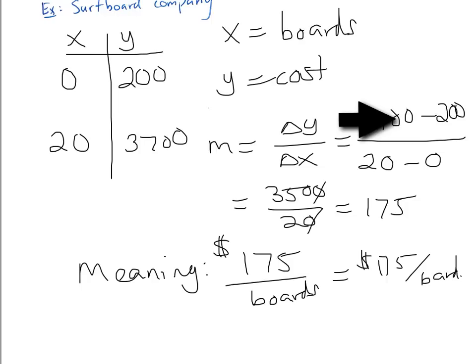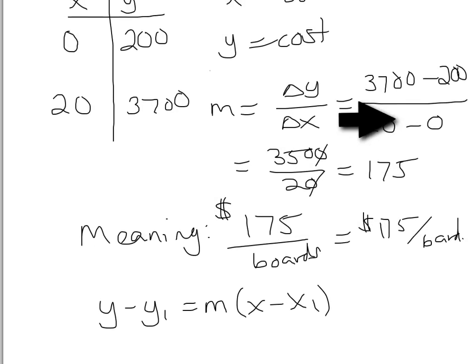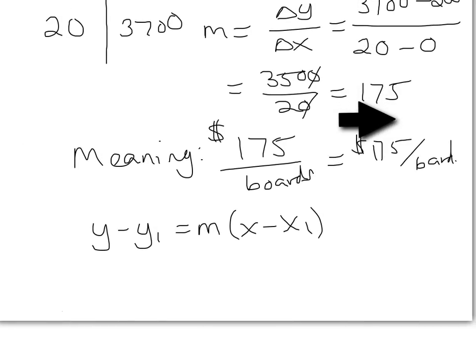So now that we have the slope and we have 2 points, we can come up with the equation of a line by using either one of those points. So we'll use our equation of a line, y minus the y coordinate equals the slope times x minus the x coordinate. We can use either point for x1 and y1. Let's use the top point, it's a little easier, so x1 being 0, y1 being 200, and we'll plug that right into our formula. So y minus 200 equals our slope, which is 175, times x minus 0.